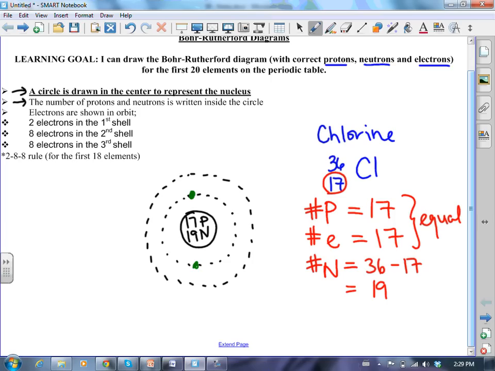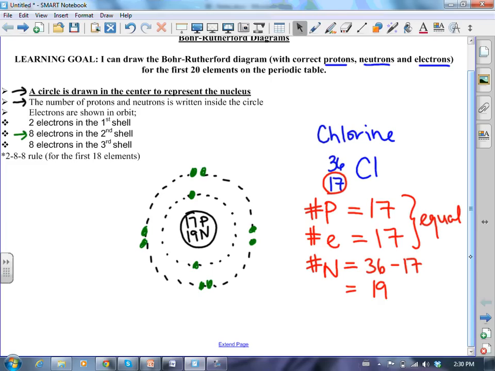Okay, and I'm going to have 8 electrons in that shell. So I start by going up at the top, down to each side. That's 4. I'm going to pair them up. 5, 6, 7, and 8. I can only draw 8 electrons in the second shell. So now my second shell is full.